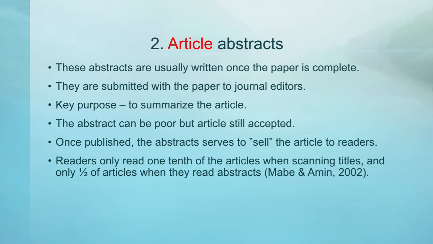So the paper might be accepted even though an abstract is poor. Usually in the review process, you would be asked to revise the abstract. But once the paper is published, then the abstract serves to sell the articles to readers. And by this I mean people scan abstracts when they're looking for papers to read, and they will make a judgment on whether or not to read the paper based on the abstract. And research shows that this is really quite important, that readers will skip over articles if the abstracts are not attractive to them.